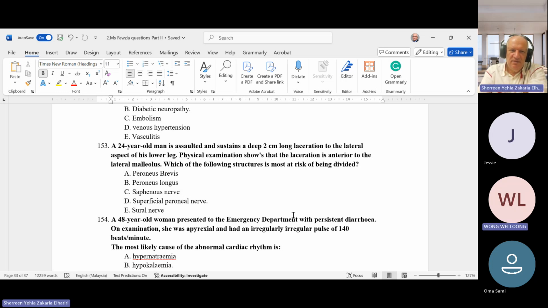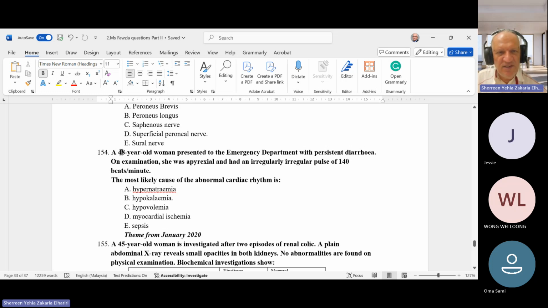Become sural after that. So the answer here is superficial peroneal. Of course, this is both in the lateral part. It is important to know the saphenous, which is a branch of the femoral, is in the medial border.